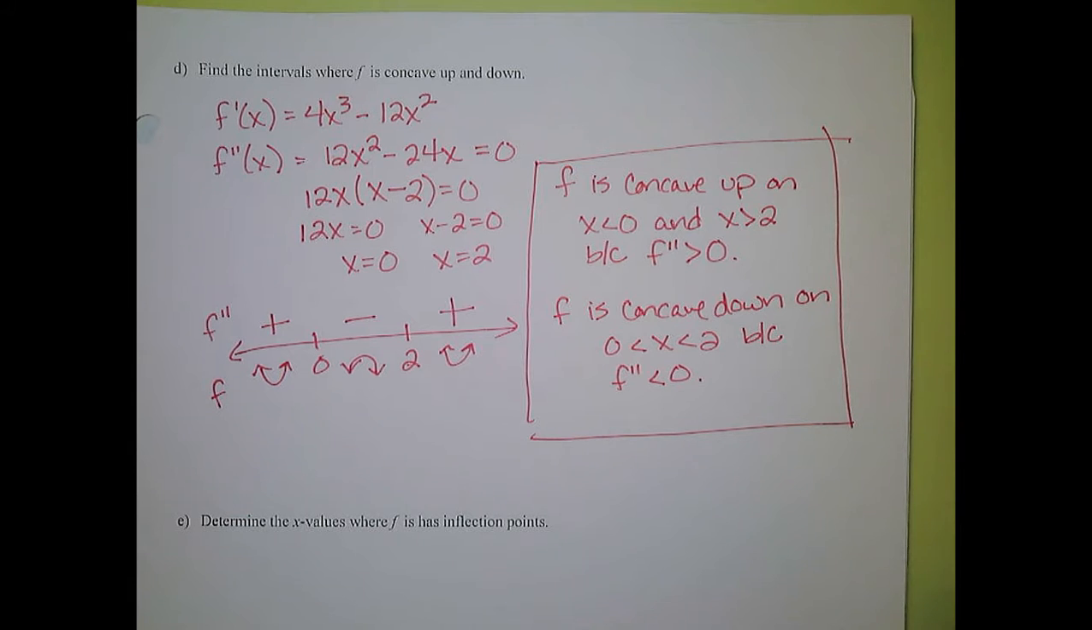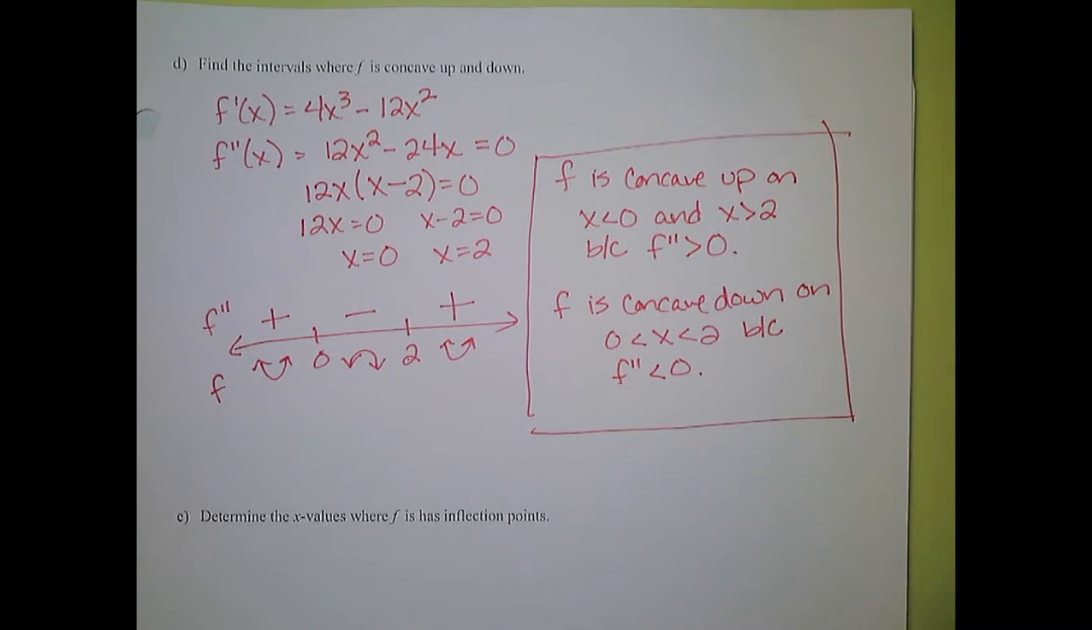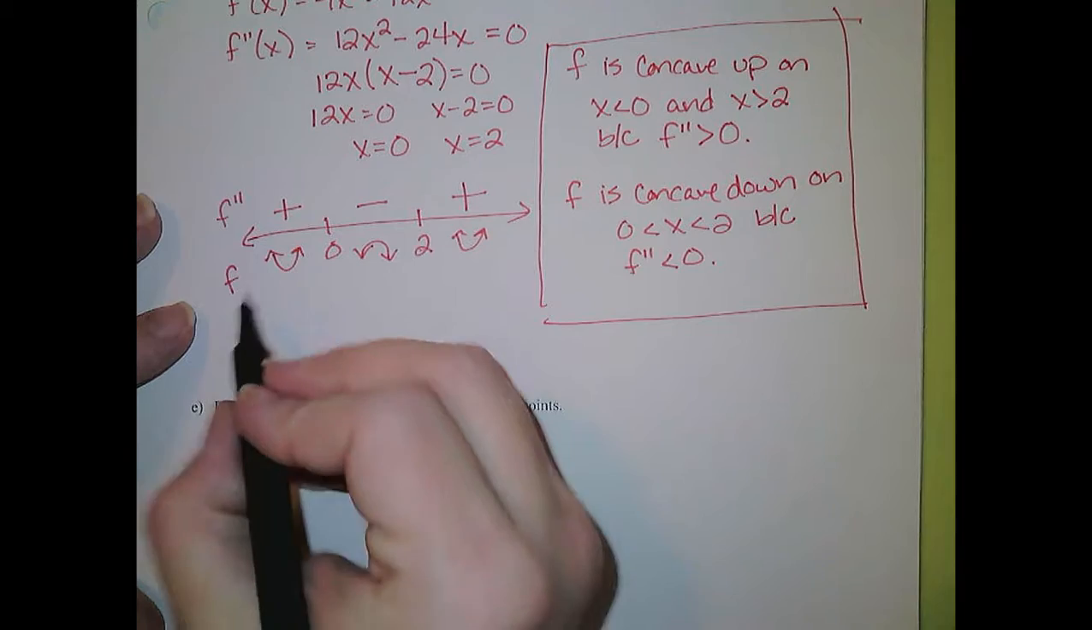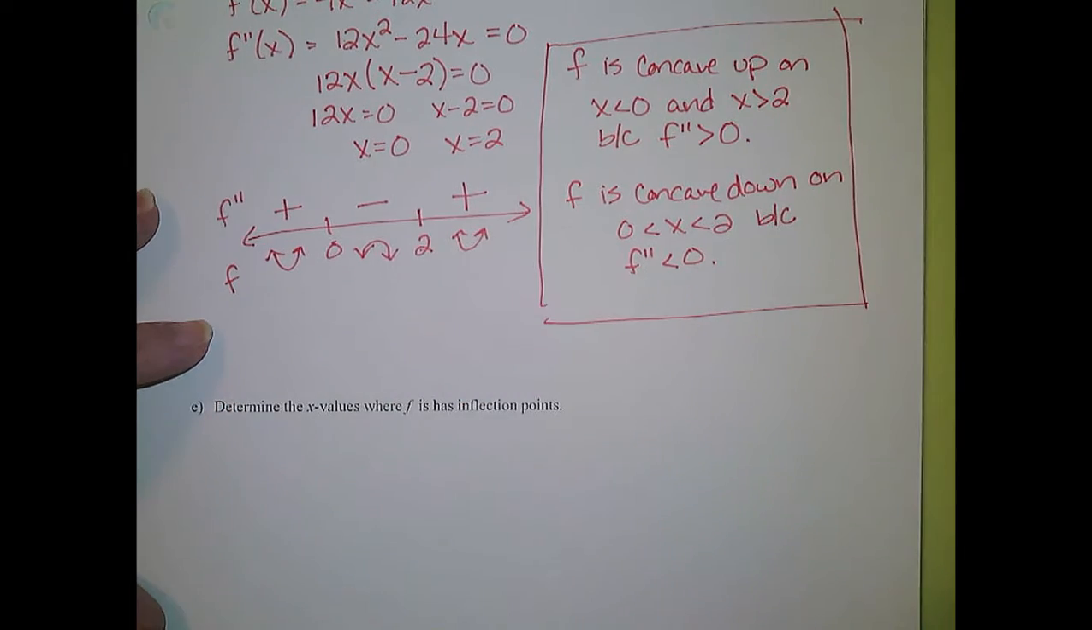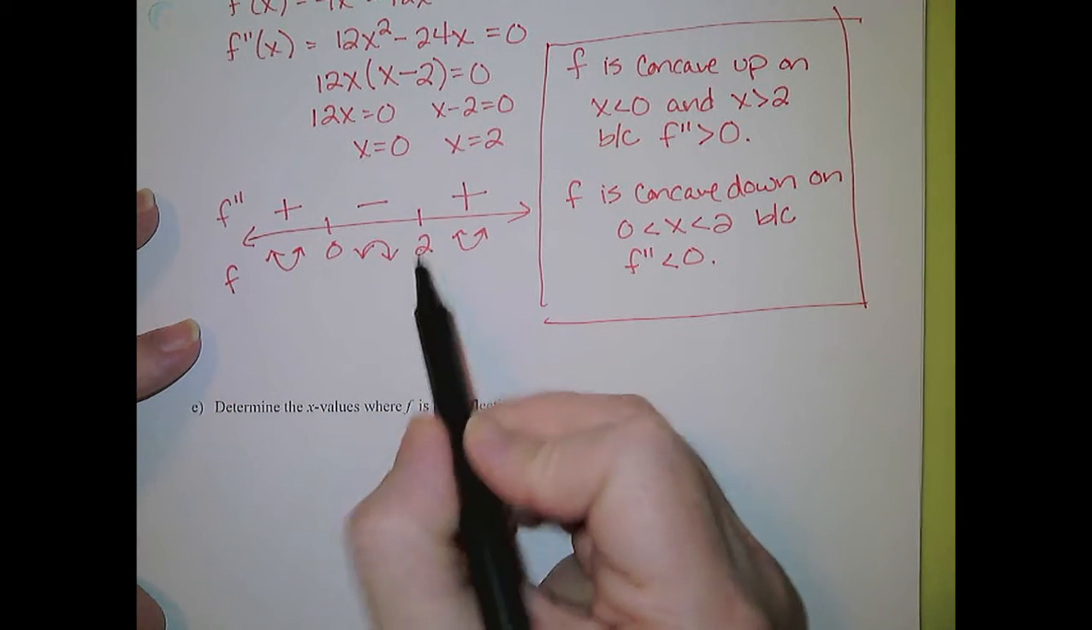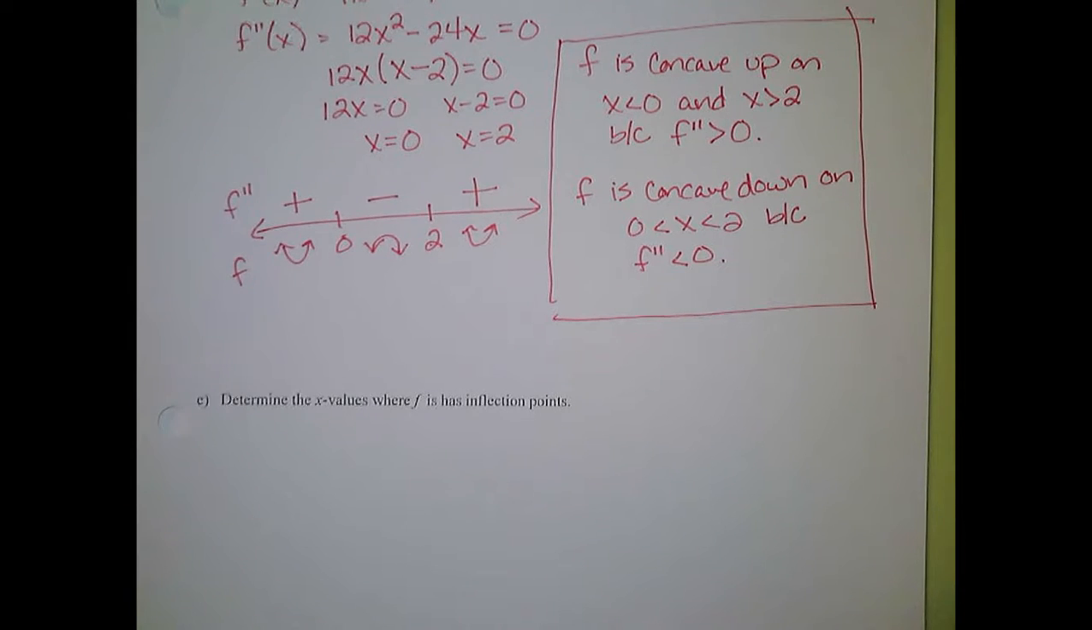And finally, part E wants us to determine the values of x where we have inflection points. Now that we've looked at our intervals where we're concave up and concave down, we can very quickly see the inflection points as being the places where we change concavity. So we change from being concave up to concave down at 0. We change from being concave down to concave up at 2. So we have inflection points at x equals 0 and at x equals 2.